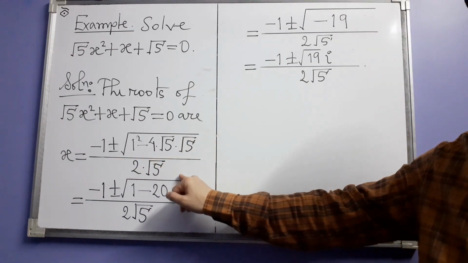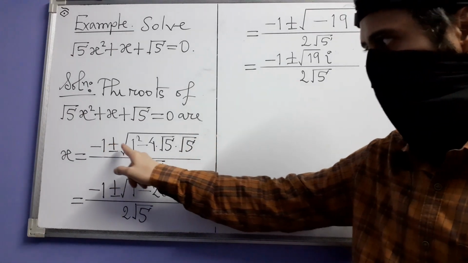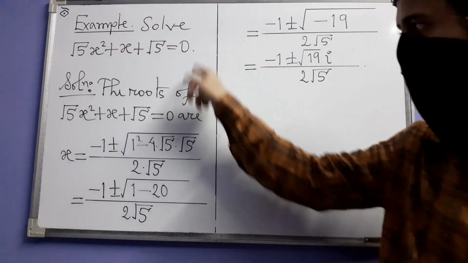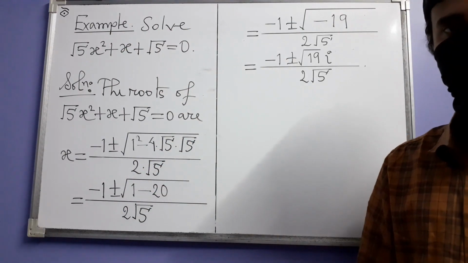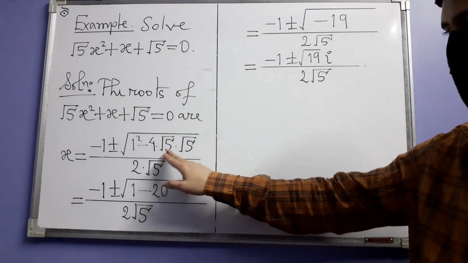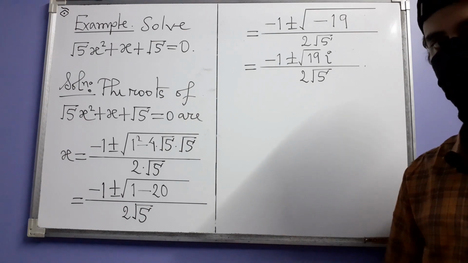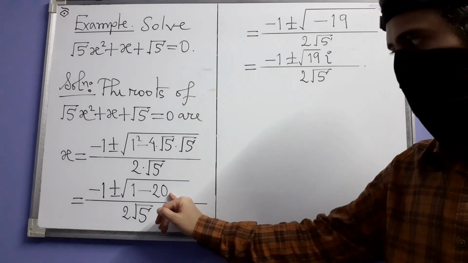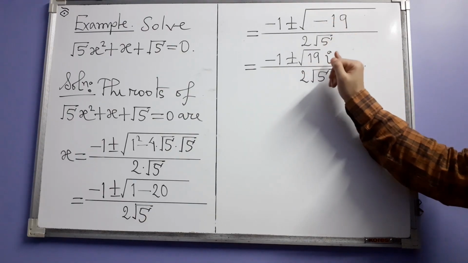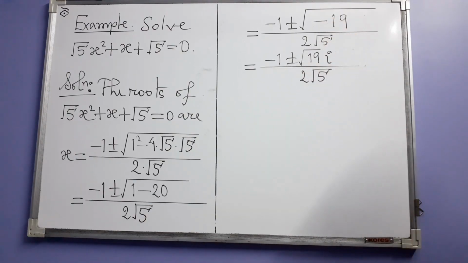these are the two solutions: minus B plus or minus root B square minus 4 times A times C divided by 2A. And if you do the calculation, this root 5 and root 5 will give you 5, 5 times 4 is 20. So you get minus 19. That means square root of 19 times i divided by 2 root 5.